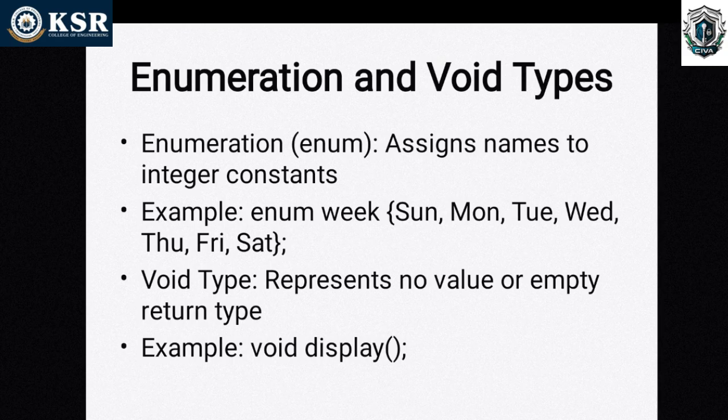Enumeration and void data types. Enumeration assigns names to integer constants. Example: enum week { Sunday, Monday, Tuesday, Wednesday, Thursday, Friday, Saturday }; So it means it assigns names to integer constants only. Void data type represents no value or an empty return type. Example: void display(); Thank you.